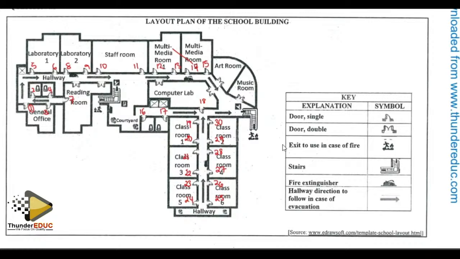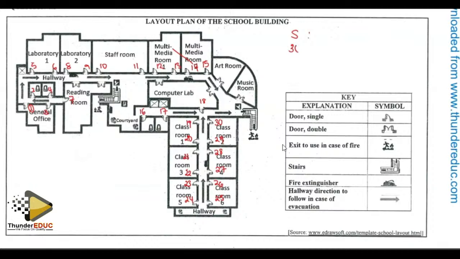And 1, 2, 3, 4, 5, 6, 8, 9, 10, 11, 12, 13, 14, 15, 16, 17, 18, 19, 21, 22, 23, 24, 26, 27, 28, 29, 30. So we have 30 single doors. Single doors, we have them as well.